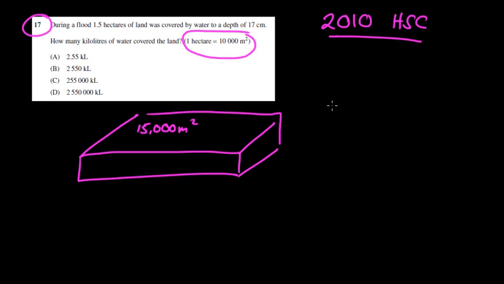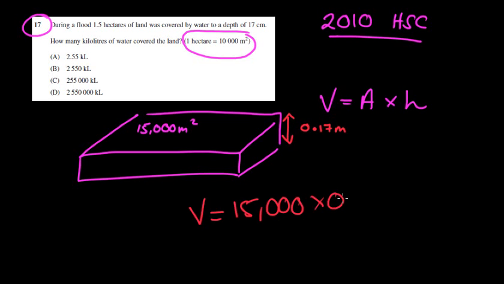Now to find the volume of anything, we know the volume is equal to the area of the cross section times the height. We're also told that the depth in this case is 17 centimeters. I can't compare centimeters with meters, so I'm going to write that as 0.17 meters. To find my volume, we do 15,000 times 0.17, and that comes up with the answer of 2550.